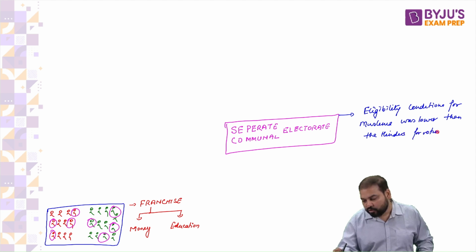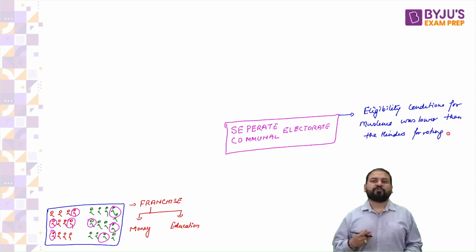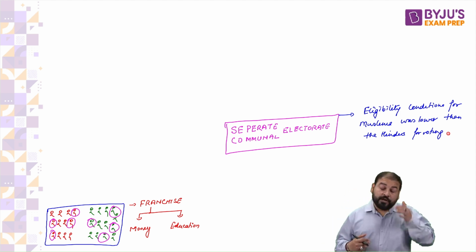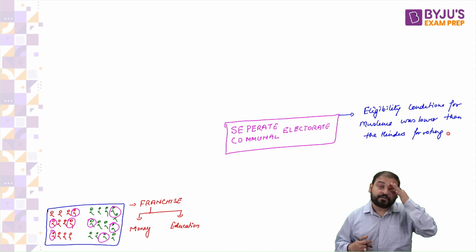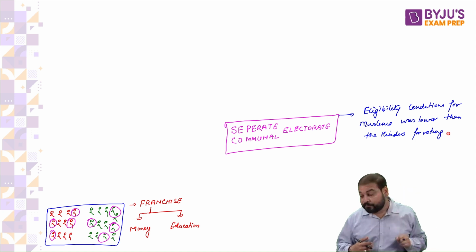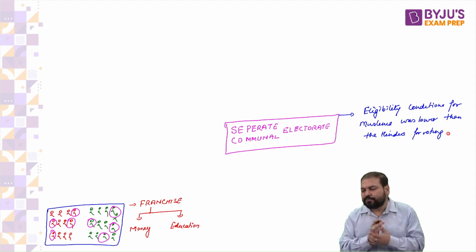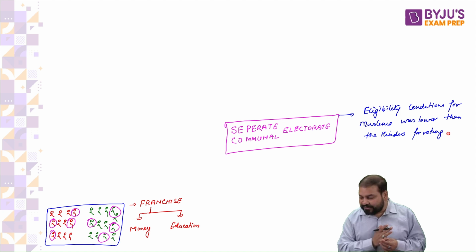So let's say Rohit Kumar is a Hindu. Rohit Kumar will vote only if he earns, let's say, 50 rupees per month. Whereas Mr. Abdul is a Muslim man, he can vote even if he is earning less than 40. Do you see there is a disparity here between Hindus and Muslims?